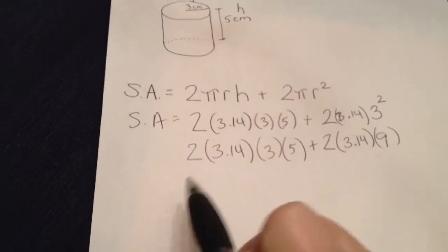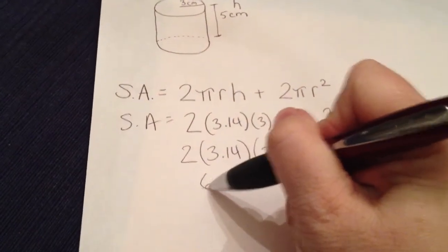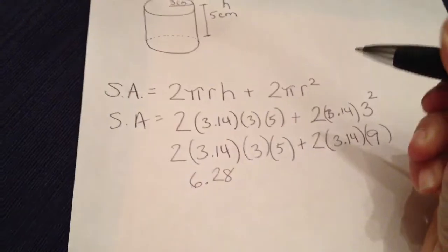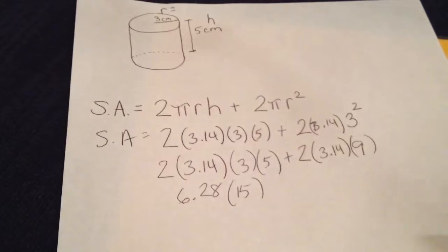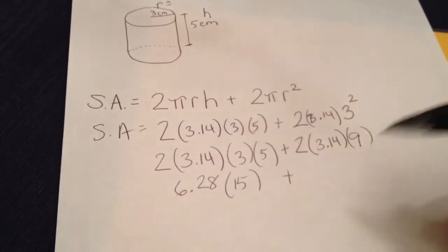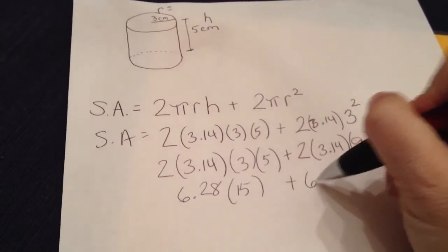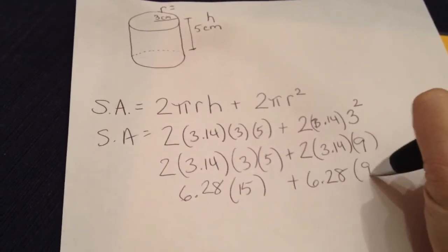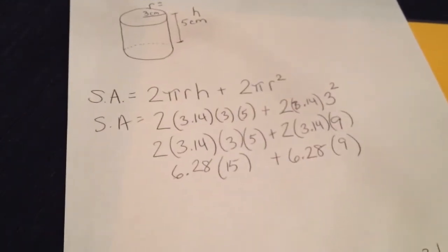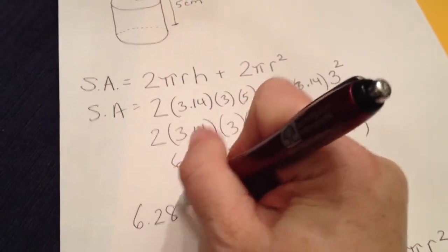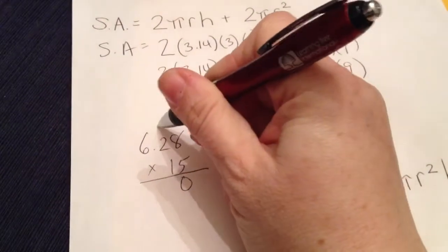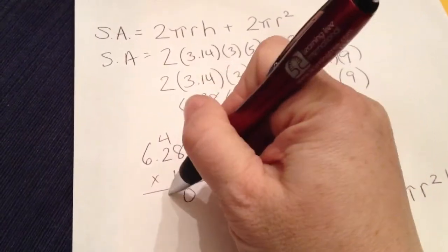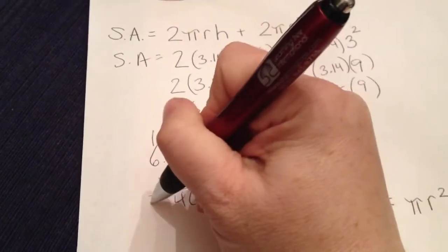Okay, and then 2 times 3.14 is 6.28 times, I'm going to go ahead and multiply those two numbers together, which is 15. You could put this into a calculator. I just don't happen to have my calculator in front of me right now. So 6.28 times 9. Okay, and then you would take your calculator and you could go ahead and multiply those numbers. I'm going to just do it by hand. 6.28 times 15.